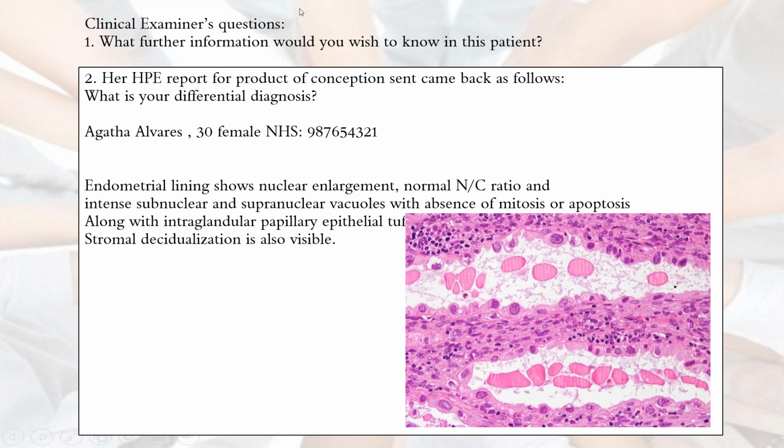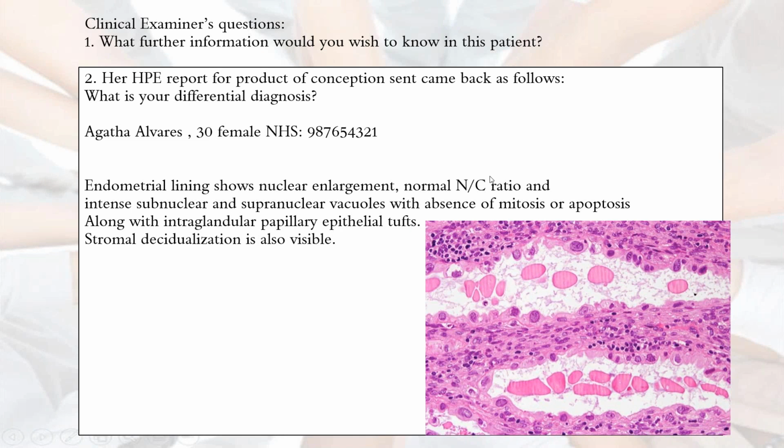Okay. So in this patient with the histopathologic report of nuclear enlargement and supranuclear vacuoles, absence of mitosis or apoptosis, and intraglandular papillary epithelial stroma decidualization that are visible, the possibility of a molar gestation is possible in this patient.